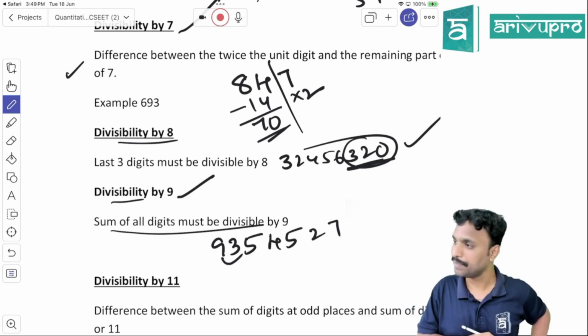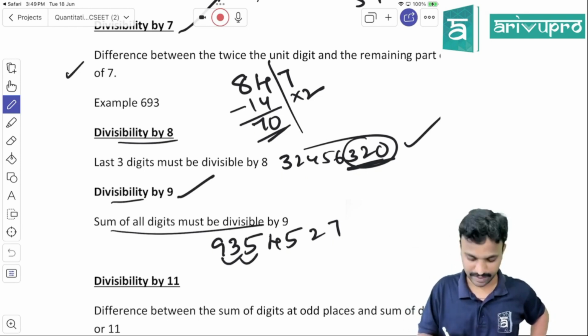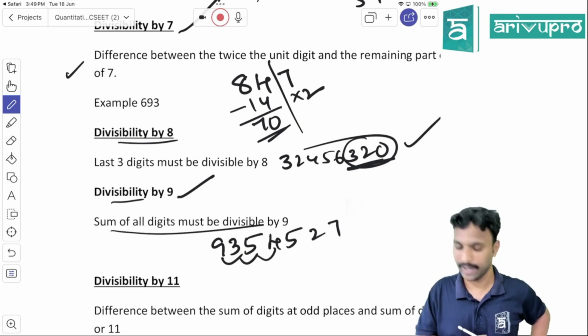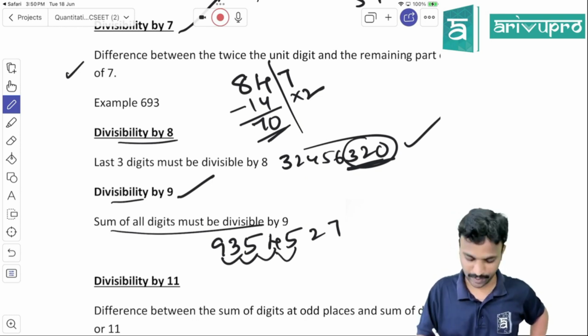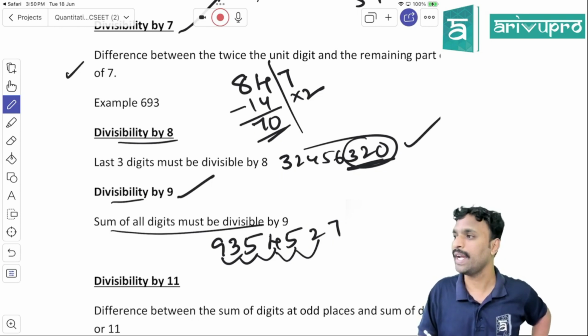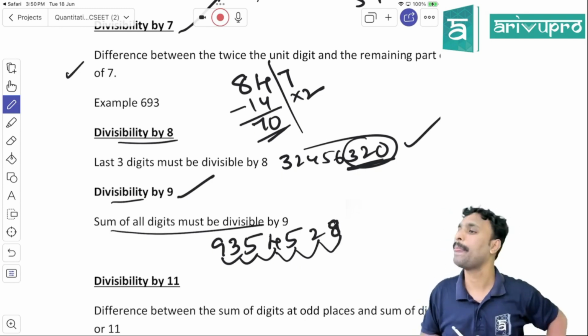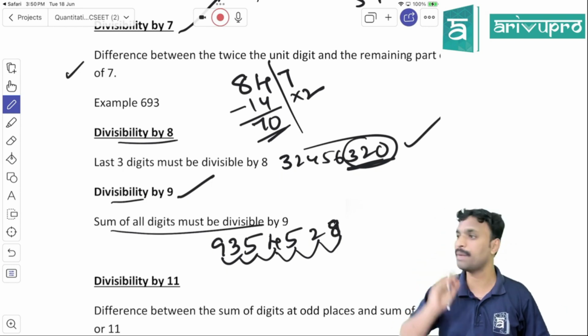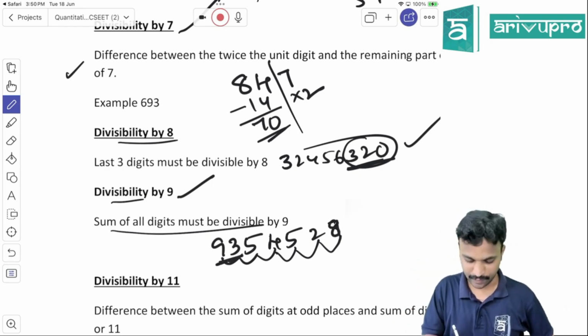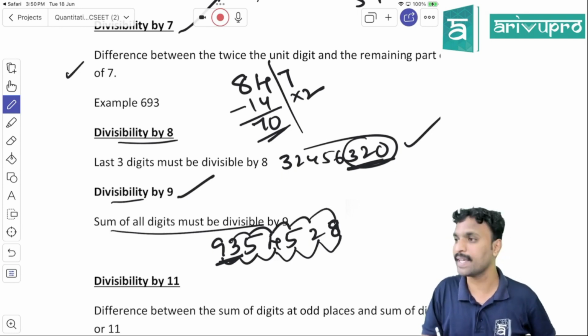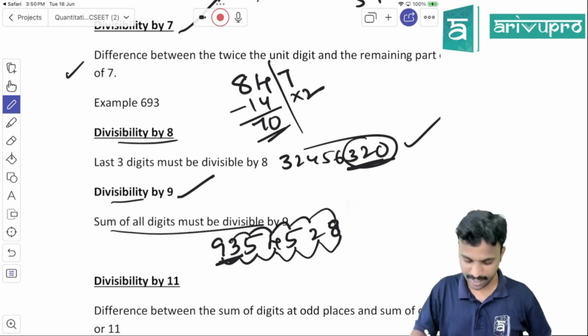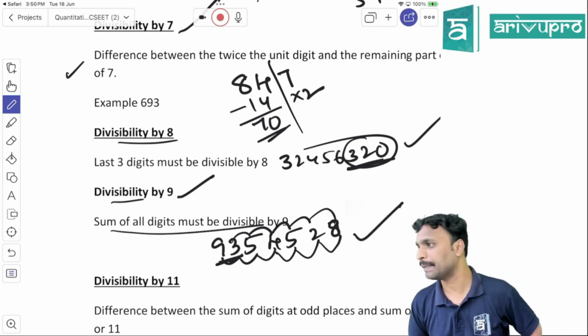Sum: 12 plus 5, 17. 17 plus 4, 21. 21 plus 5, 26. 26 plus 2, 28. 28 plus 9, 35. Is it divisible by 9? Had it been 8 here, 36 you will get, and it is divisible by 9. Check: 28 plus 8, 36. 36 is definitely divisible by 9. Therefore, this number is divisible by 9.